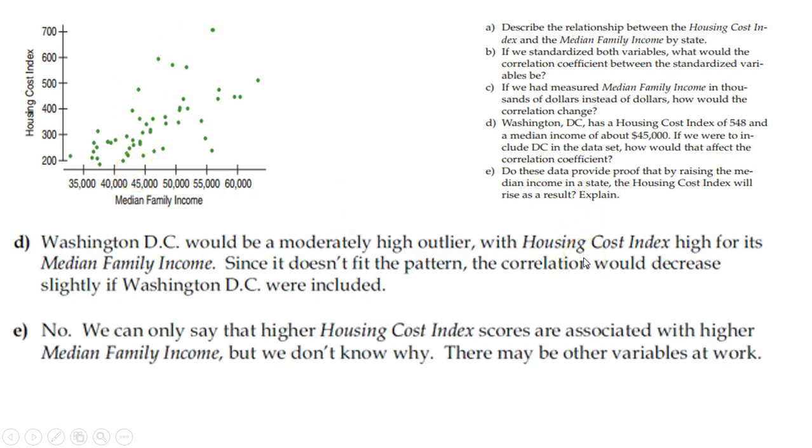And then part E, do these data provide proof that raising the median income in a state, the housing cost index will result in something going up? It says it looks like it's positive and it's going up. And that is all true. But the correlation, the connection between them is only 0.65, so it's not completely strong. So we can only say that the higher housing cost index scores are associated with a higher median. Their association with one another, but we don't necessarily know why. So there isn't enough proof. There's probably other variables that could be at play here. So it looks like there's an association at least, but that's all that we can say.